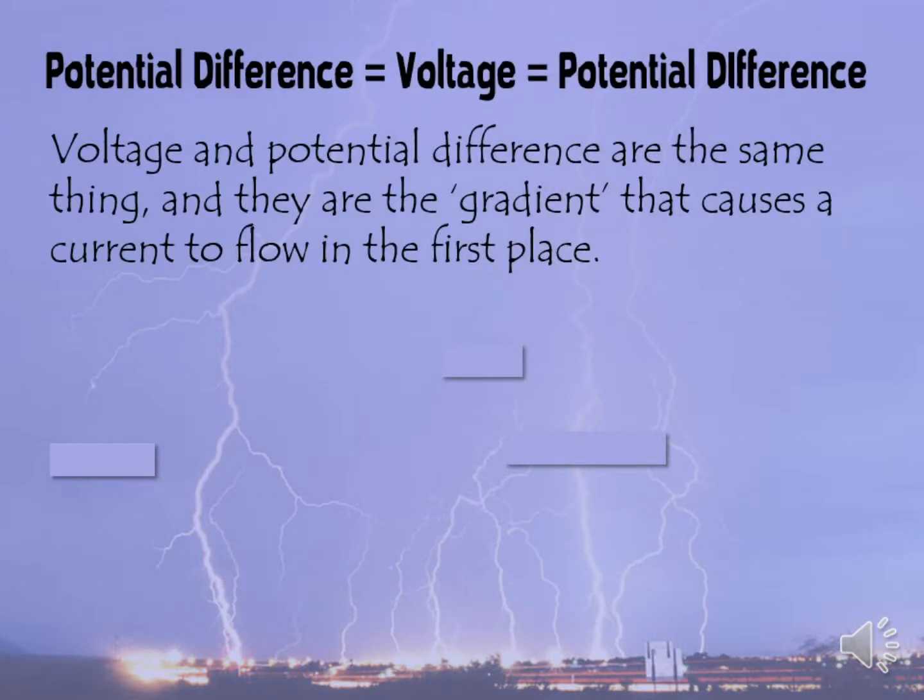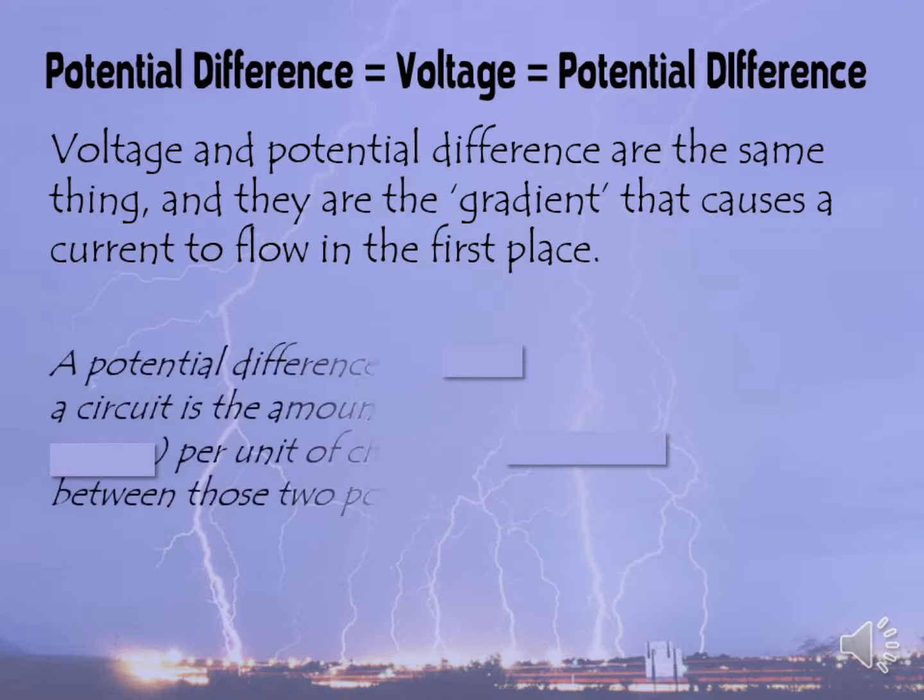So it turns out this potential difference we've been talking about is exactly the same as a word you will all have heard, and that's voltage. They are the same thing, voltage and potential difference, and as we said, they are a gradient, essentially an electrical gradient that causes current to flow around the circuit.